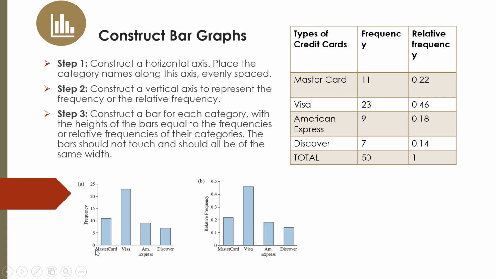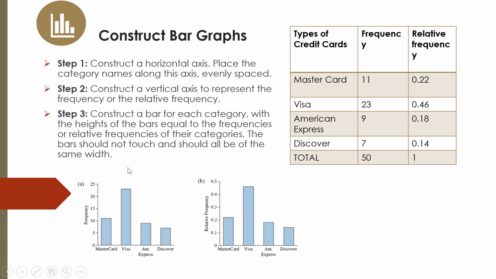So the first step, we construct the horizontal line, the horizontal axis. Place the four categories, MasterCard, Visa, American Express, and Discover, evenly spaced on the horizontal line. And then step 2, we construct the vertical axis.